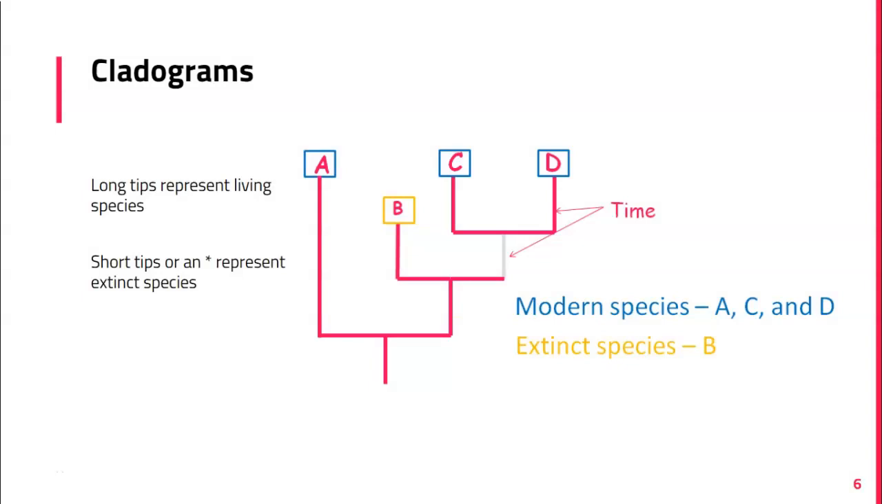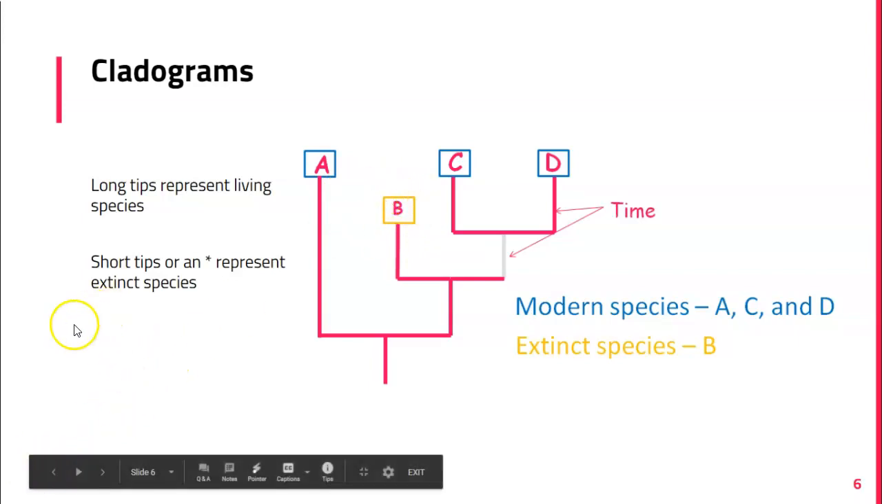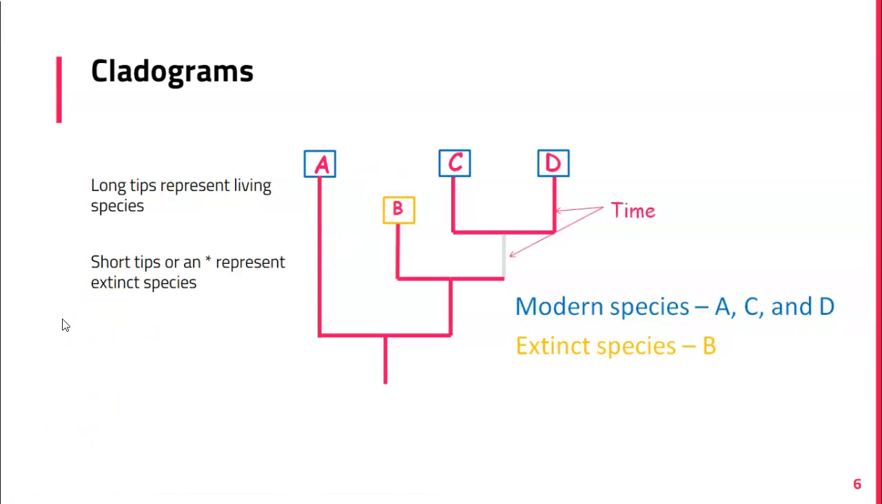One way that we notate whether organisms are living or extinct would be how long the line is. If you are living today, then you're typically all the way at the top of the cladogram or all the way to the side. You're equal with all the other ones. Like A, C, and D would be modern species, right? They're all the same length. So they exist now, whereas B stopped short. So this would be an extinct species. You can represent it with a shorter line, you can represent it with an asterisk, you can do whatever fits in your cladogram, but typically you use a shorter line.